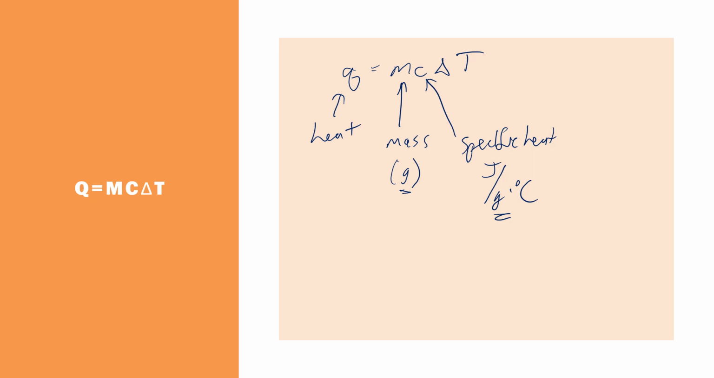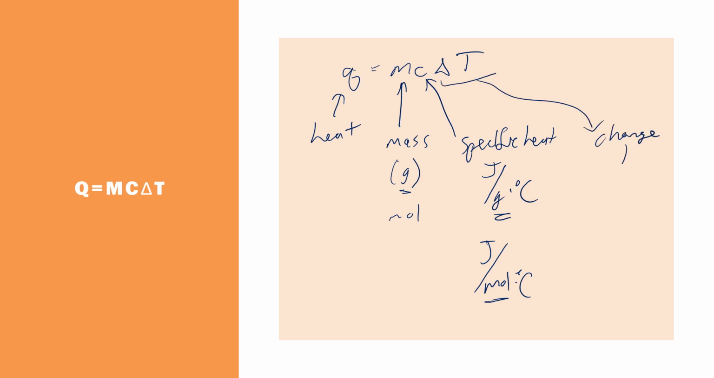Occasionally I've seen where they'll give you the specific heat in moles. It's like joules per mole Celsius. If they give you moles for specific heat, you want to make sure you use moles for m. But that is more rare. Really just pay attention to your units, so that way you're all set. And then of course ΔT is your change in temperature.